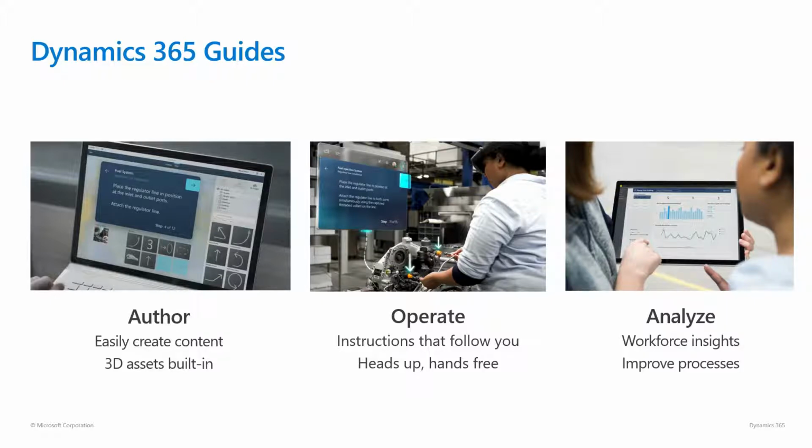The second component is, in effect, that employees can then do their work using the guide to complete the task with their heads up and their hands free whilst they're working. And then there's the third element, which is taking that captured data, the telemetry, and presenting it back through Power BI to then drive optimization and integrate with other business processes.